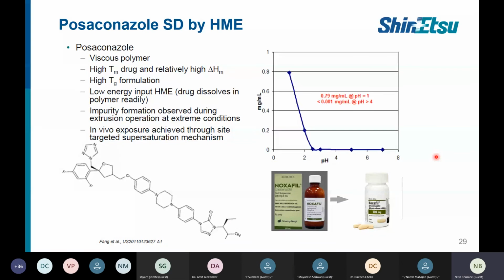As you can see, it has pH-dependent solubility. At lower pH, it has good solubility, but at pH 4 and above, it is less than 0.04 mg per ml. That is the solubility of the drug. So a suspension was already there in the market. Then the innovator thought of coming to a tablet form with improved bioavailability and improved solubility of the drug. This is the information based on the patent, which is already openly available.